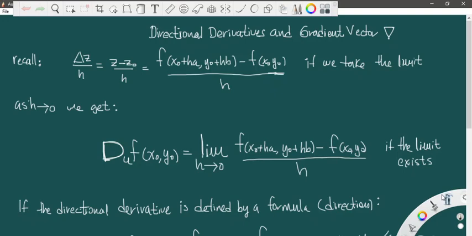Okay, let's continue with the directional derivatives topic. Just as a recall, we had the differential of z, which is the amount of change in the curve. You remember we have that surface and that curve, and we were changing the height of the curve according to the displacement in the direction of h, and h was a distance.